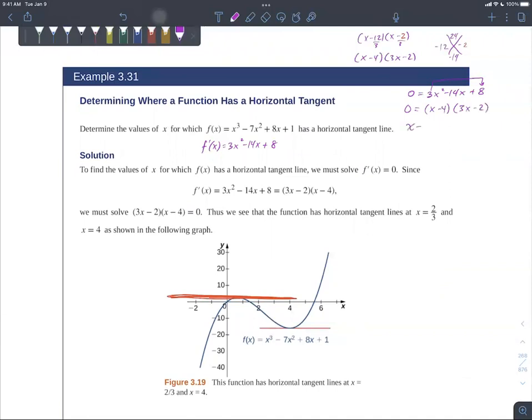Using the zero product property, we can set each factor equal to 0. X minus 4 equals 0. 3x minus 2 equals 0. So x is equal to 4, or x is equal to 2/3.